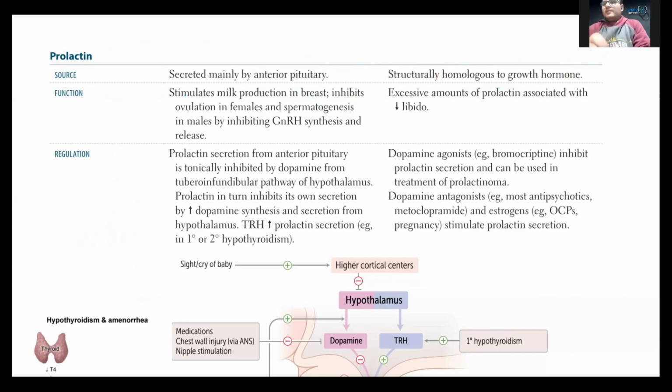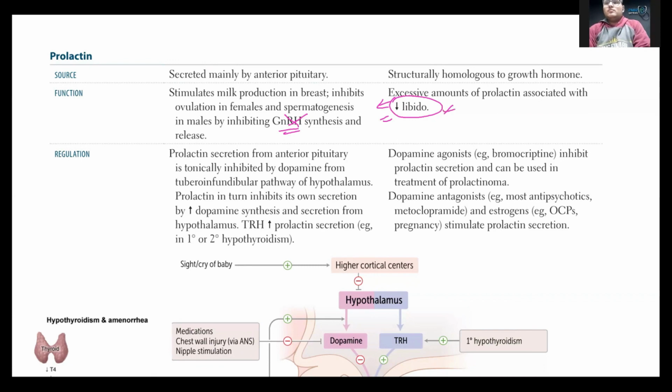Next, an excessive amount of prolactin is associated with decreased libido. And what is the mechanism? We have discussed this: via inhibition of gonadotropin and inhibition of FSH and LH. FSH and LH decrease estradiol and progesterone, and there is no activation of progesterone, so there is no dihydrotestosterone.